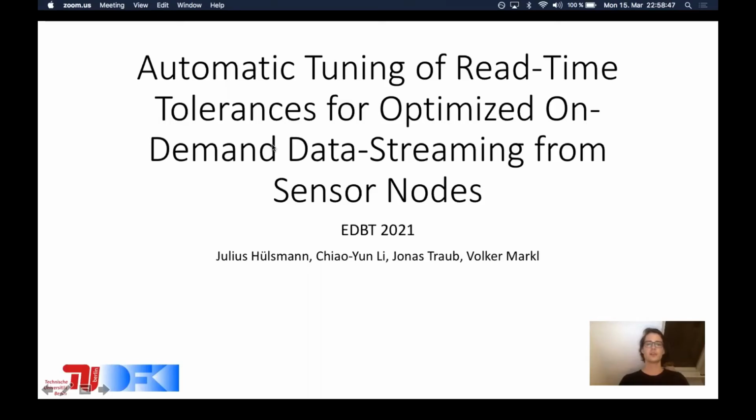Hello everybody, I'm Julius Hülsmann, and in today's talk I present ART-C, an algorithm that automatically tunes read-time tolerances for read sharing on edge devices.